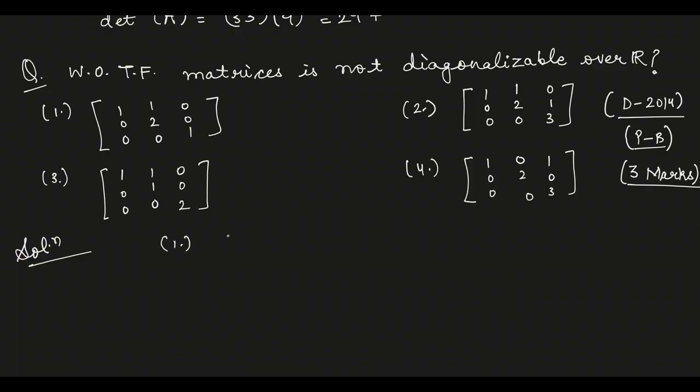In the first one, what were the eigenvalues? It is 1 and 2. And AM was 2 and 1. GM is also 1. So it is diagonalizable. And in the second option, all the eigenvalues are distinct. That is diagonalizable.